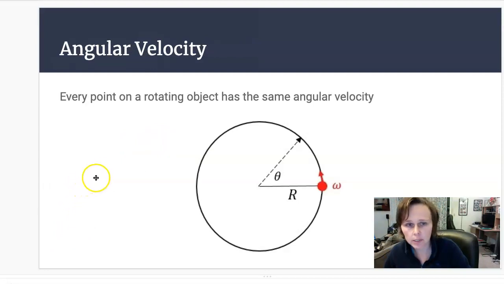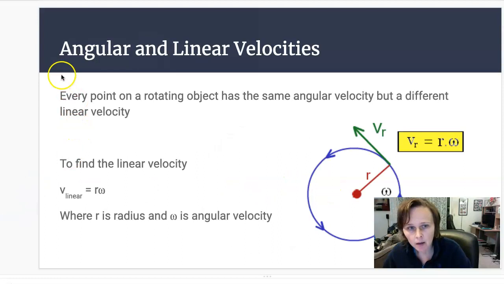Every point of a rotating object has the same angular velocity. So angular velocity, or Greek letter omega, which is the change of angle over change of time, is the same for every object on this line here. And it makes sense. Let's see how angular and linear velocities are connected. Every point on a rotating object has the same angular velocity but a different linear velocity. Let's think how that makes sense.